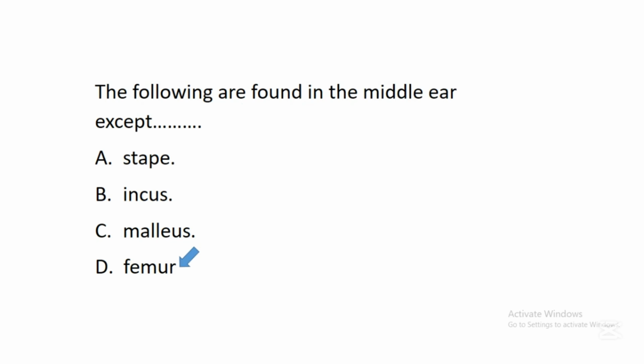So stapes, incus, and malleus are small bones found in the middle ear, but the femur is the longest bone found in the body. Stapes, incus, and malleus are found in the middle ear, but this strong bone called femur is not found in the ear. We have already treated skeleton in one of our videos.